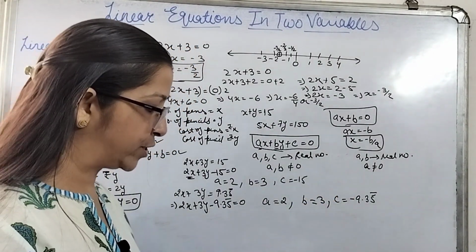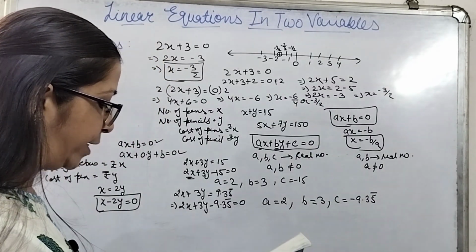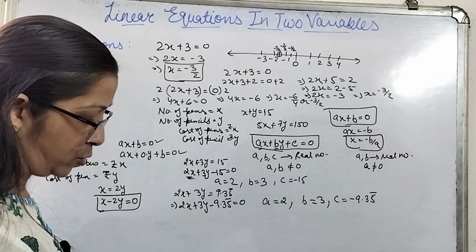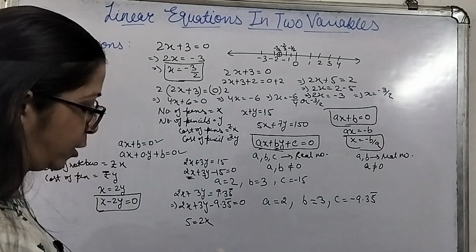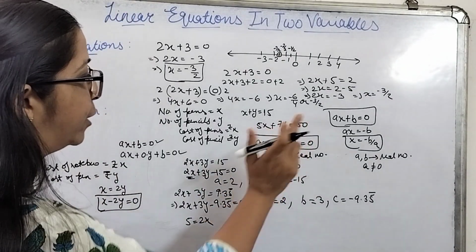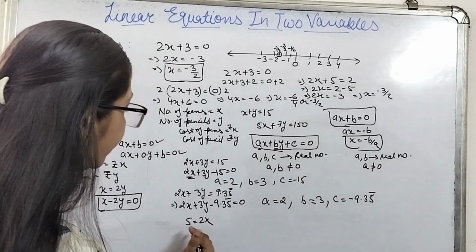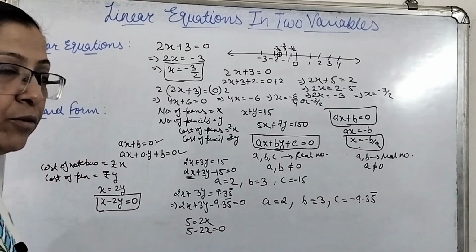Now let's see another question, that is the last part of it. That is 5 is equivalent to 2x. This is the question, right? So if I write this in the standard form of a linear equation, this will become 5 minus 2x is equivalent to 0. First of all, we can write this.